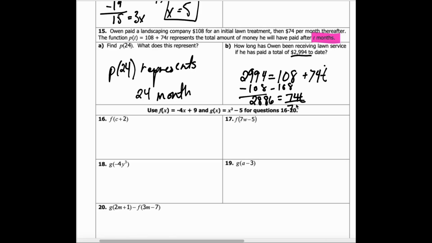And then we're going to subtract both sides by 108, and divide by 74. So we're going to see that when we plug that number into the calculator, t equals 39 months. So he paid a total of $2,994 in the course of 39 months.